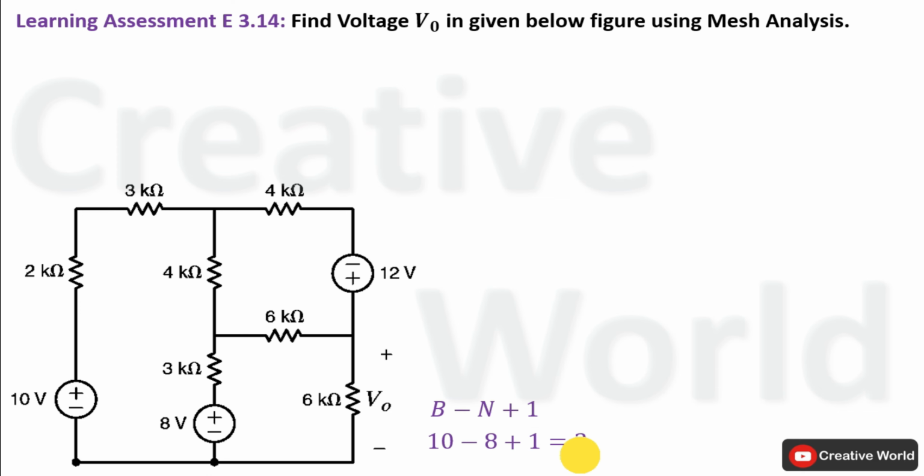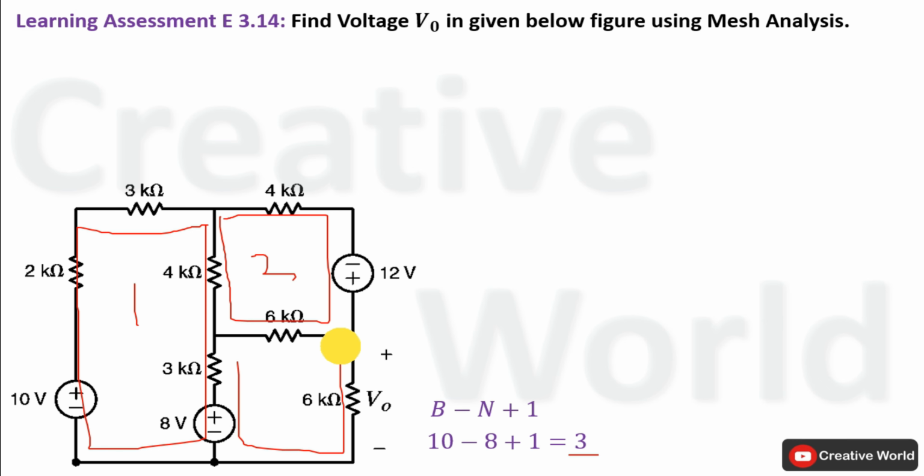These 3 meshes will be formed using these paths in the network. First mesh will be formed using this path. Second mesh will use this path. And third mesh will use this path.